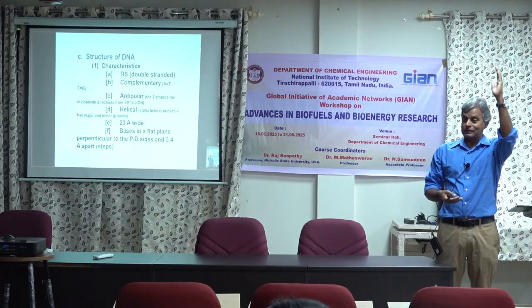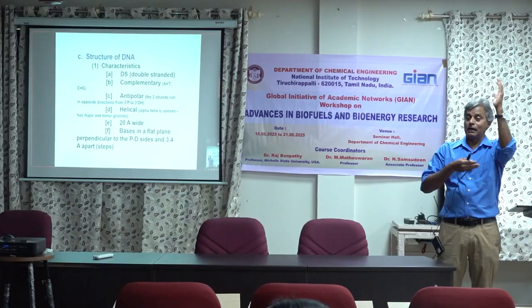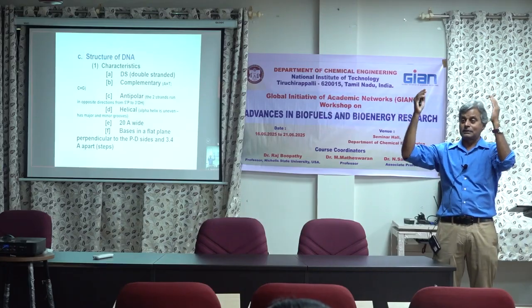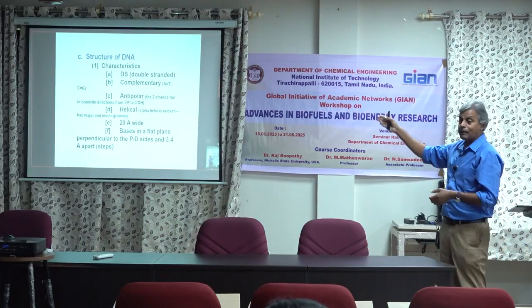So one side of the ladder starts with 5' and has a 3' carbon where it bonds. The other side of the ladder is opposite: 3' and 5', 5' and 3'. That's what antiparallel means.